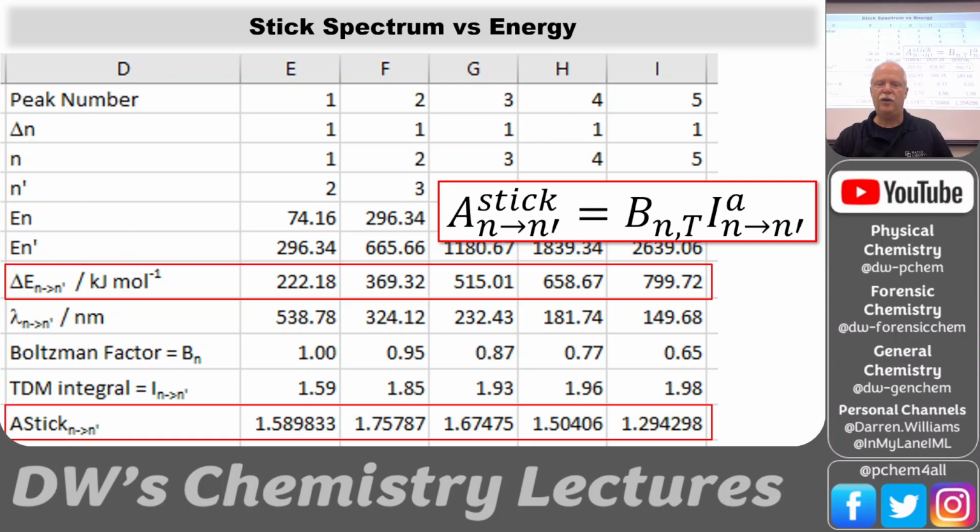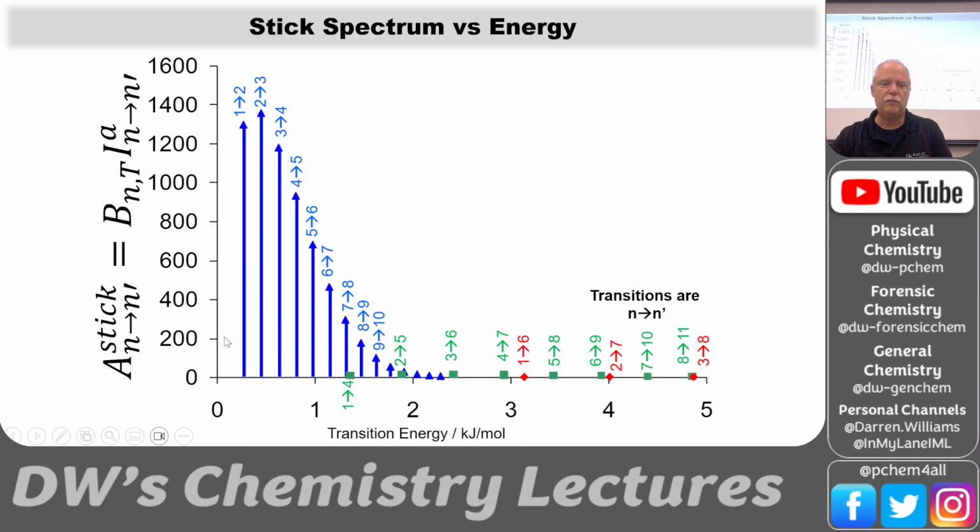So we're going to plot first. We're going to plot the stick spectrum versus delta E, okay, and then we're going to plot the stick spectrum versus wavelength. So you can plot it versus either one of those, okay. So here's the stick spectrum versus delta E, okay. And you don't get this.